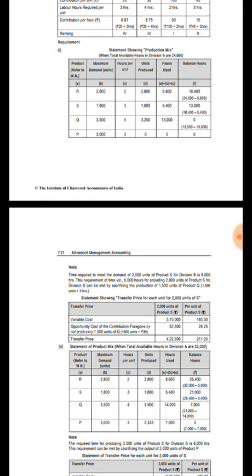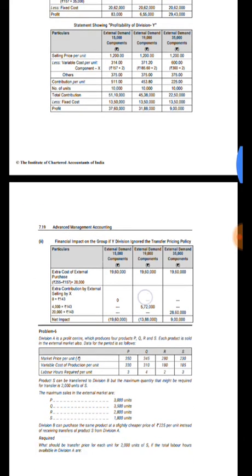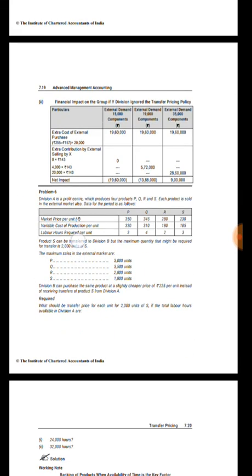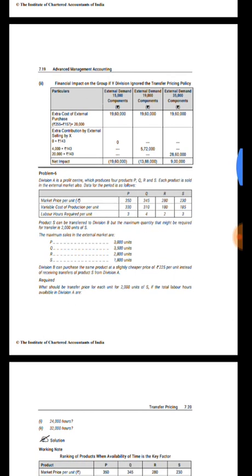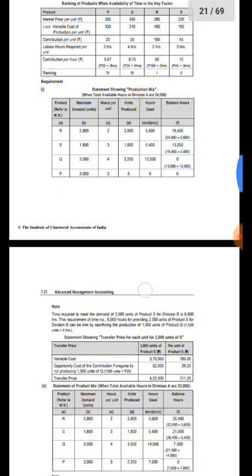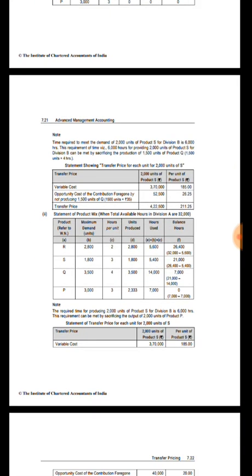Then see, now the time required to meet the 2000 units of product S for division B is 6000 hours. This requirement of time is 6000 hours. How 6000 hours? Because 2000 units of S is required. See, here's the question. 2000 units of S is required. Okay, so one S is taking 3 hours, so 2000 into 3, 6000 hours is required for producing S. That's what they are saying.